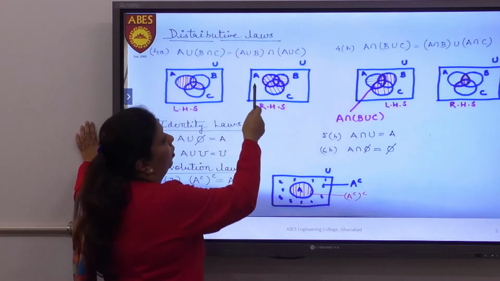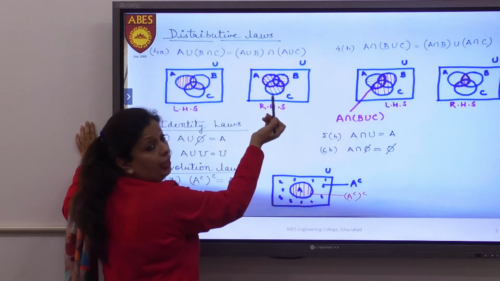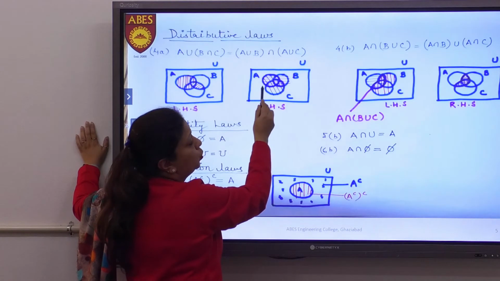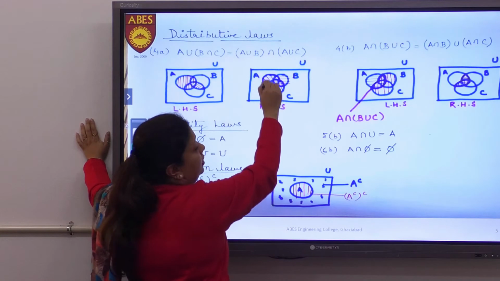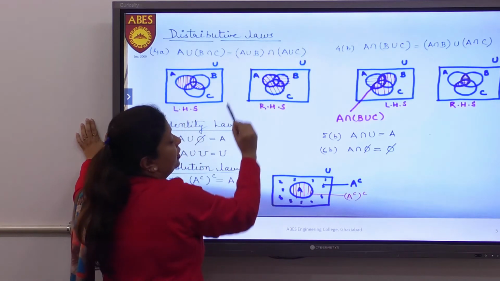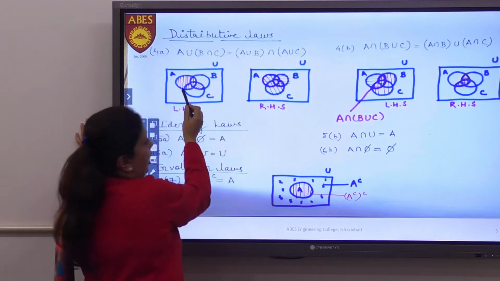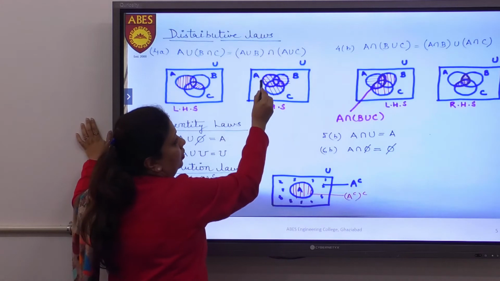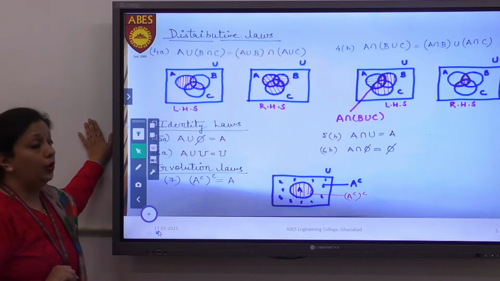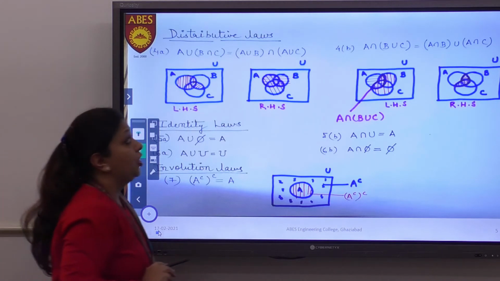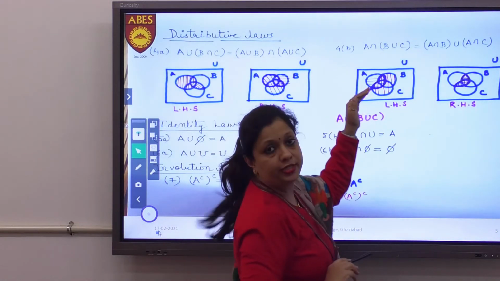Now again when we talk about A union B and A union C and then their intersection, first we'll find out A union B. A union B is shown by the horizontal lines. Then A union C is shown by these diagonal lines, and then the intersection of these two, the region where both the lines are present, is again the same as the one on the left hand side, which is this central region. So we can say that the left hand side is again equal to the right hand side and the law holds.